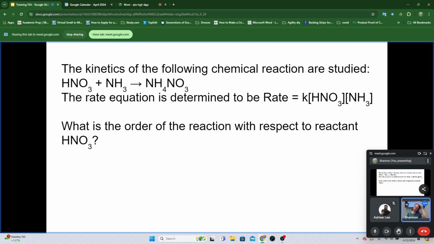Okay, well, here's practice. So we have a reaction. We're given the rate equation here. We don't know the constant yet, but we're just being asked about the orders, okay? So in this particular rate equation, what is the order of the reaction with respect to reactant HNO3? So what is with respect to? It means looking at just that one's order. How is that one affecting the reaction? Paying attention only to that one. Okay. So reactant HNO3, what's the order? What's the exponent?